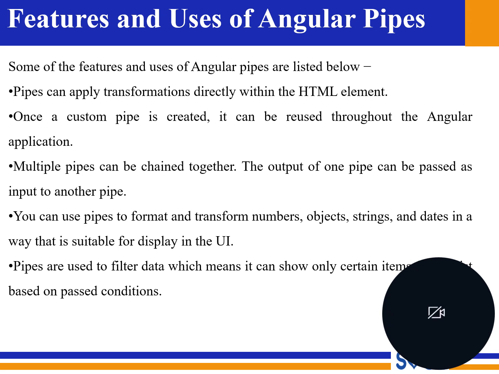So pipes can apply transformations directly within the HTML element. When a custom pipe is created, it can be reused throughout the Angular application. Multiple pipes can be chained together. The output of one pipe can be passed as input to another pipe. You can use pipes to format and transform numbers, objects, strings, and dates in a way that is suitable for display in the user interface. Pipes are also used to filter data, which means they can show only certain items based on the passed conditions.